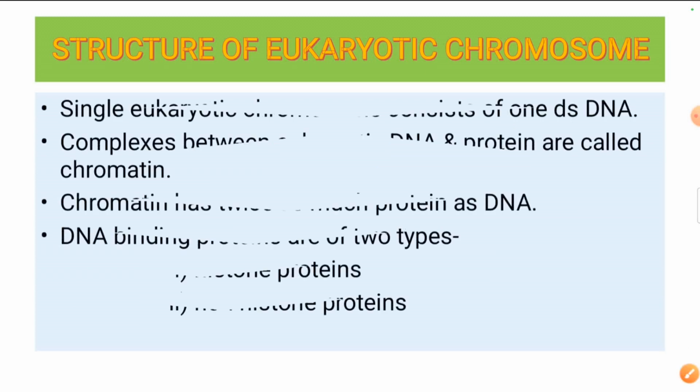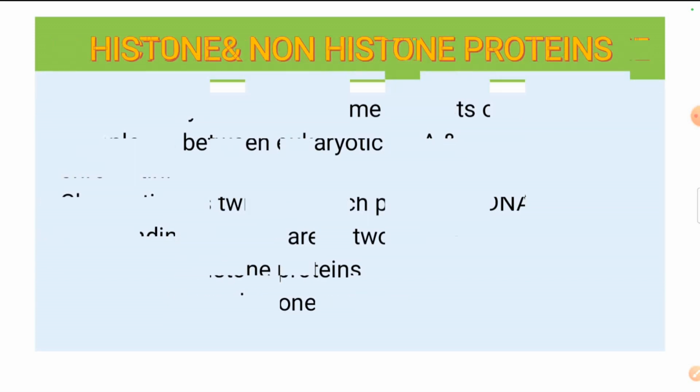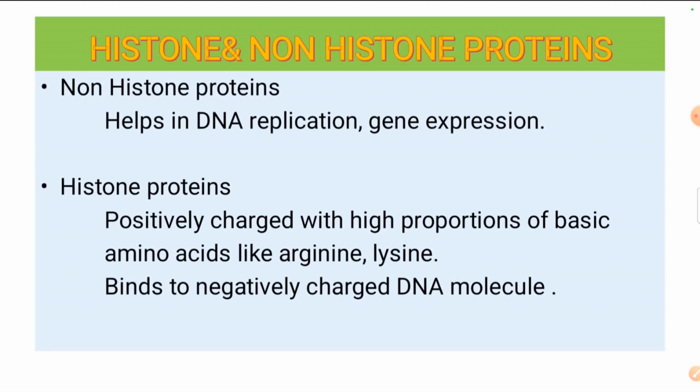A single eukaryotic chromosome consists of a single double-stranded DNA. The complex between eukaryotic DNA and protein is known as chromatin, and this chromatin has twice as much protein as DNA. The DNA binding proteins are of two categories: histone proteins and non-histone proteins. Non-histone proteins mainly help the DNA in replication and gene expression. But histone proteins have another role.